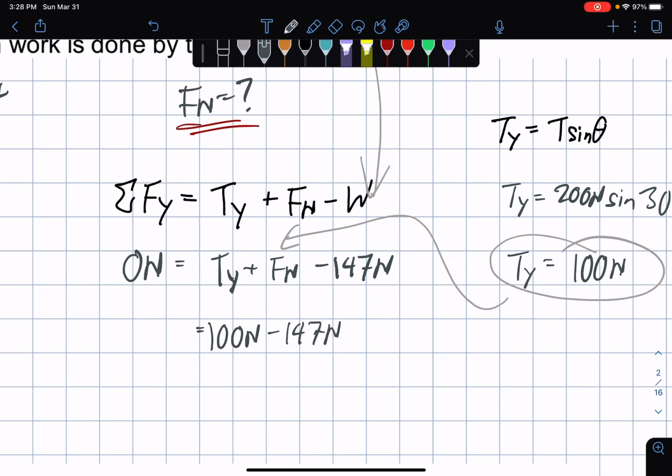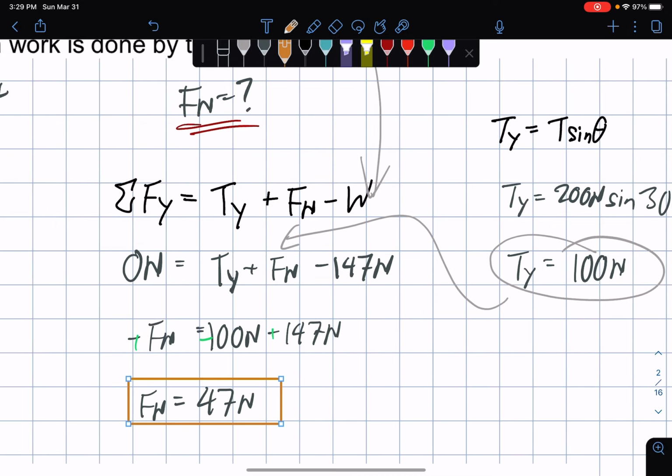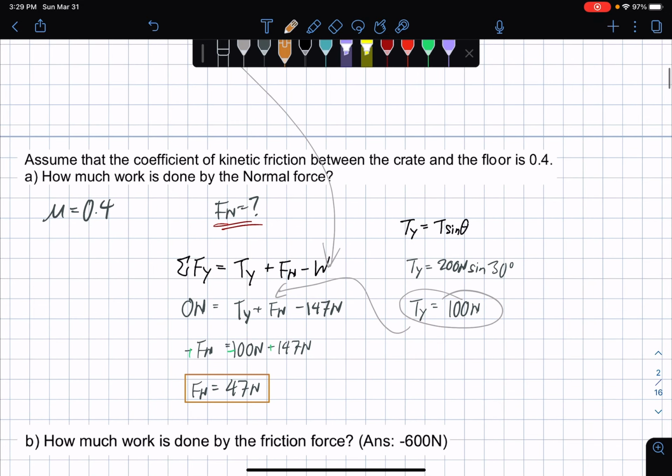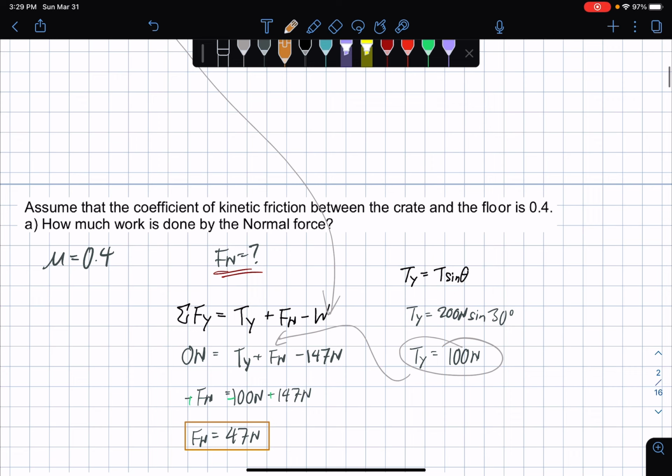Perhaps I think it's time to transpose Fn to the left side. And from there, we swap the signs. Fn is going to be 47 newtons. So I suppose that is the answer for letter A.